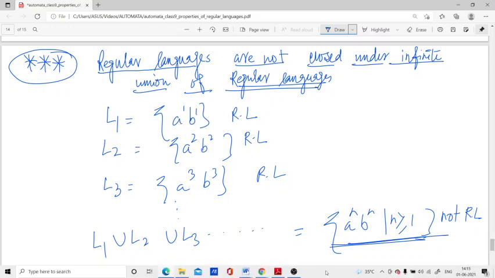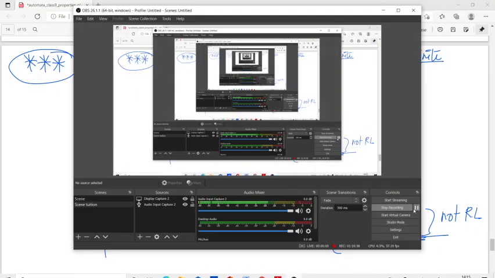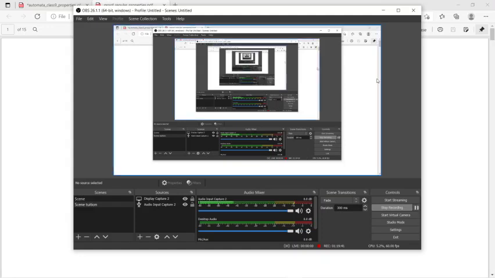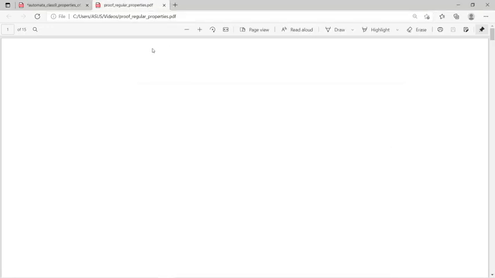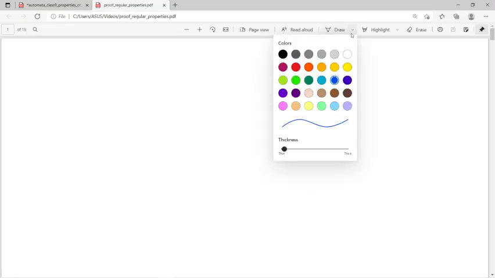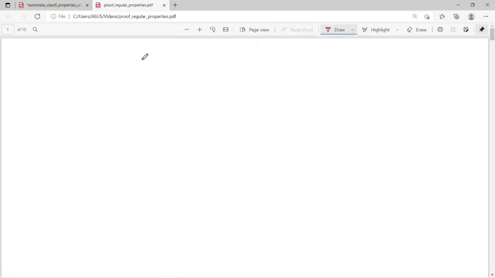So I think up to this point that is clear. Now we will prove the corresponding theorem. The theorem is that the class of regular languages is closed under union operation.